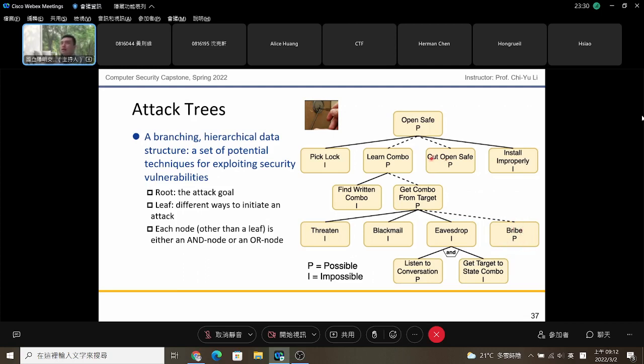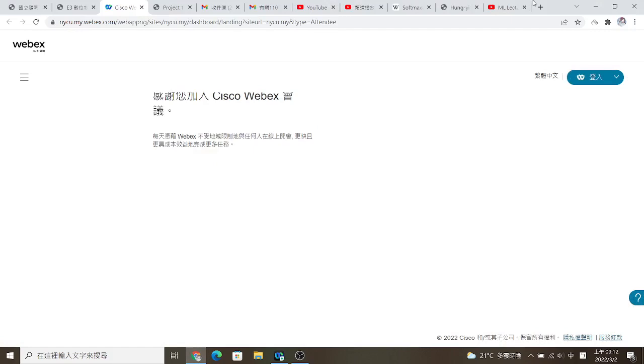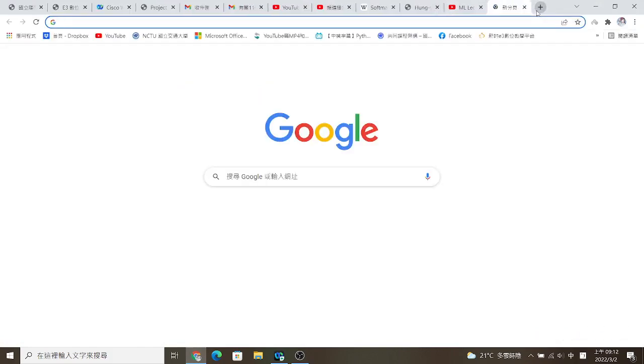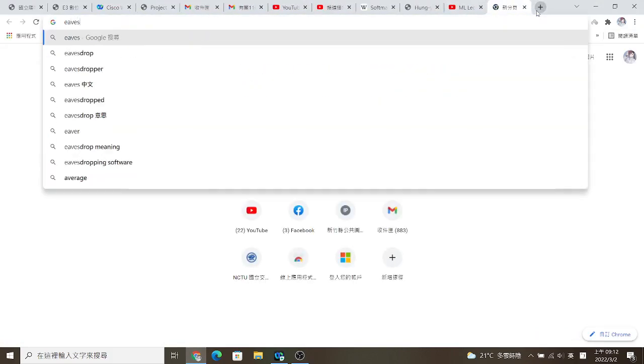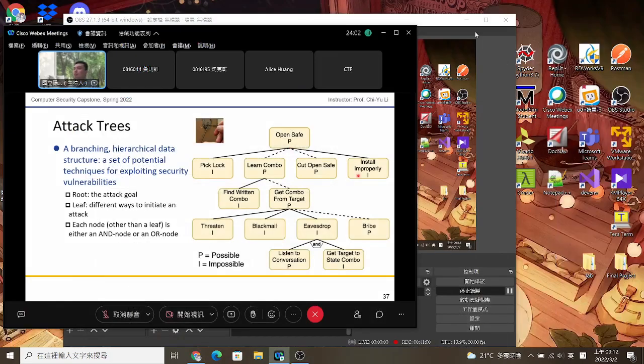Okay, and the next, we try to go to the next in this level, where we may be able to cut open the safe. We may try to steal the safe, try to move the safe to a secure place, then we try to cut the safe. This is possible. And the last one is that the safe may be installed improperly, so we may be able to easily open the safe due to this improper installation, and this is impossible.